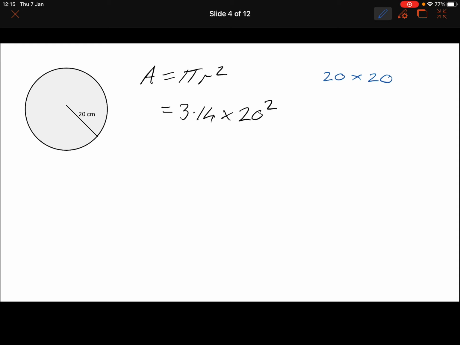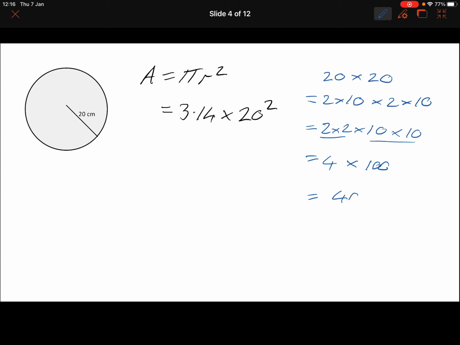Now I could break that down all day if I like. I could imagine that 20, well, that's the same as 2 times 10, isn't it? So I could think about it as 2 times 10 times 2 times 10. Then I'm going to just rearrange these numbers, okay, because I don't have them in any order. And I know that 2 times 2, well, that's just 4, isn't it? 10 times 10, well, that's 100. So I've got 4 times 100, which is 400, okay? Seems quite a lot of working to get there, but it's nice and simple.